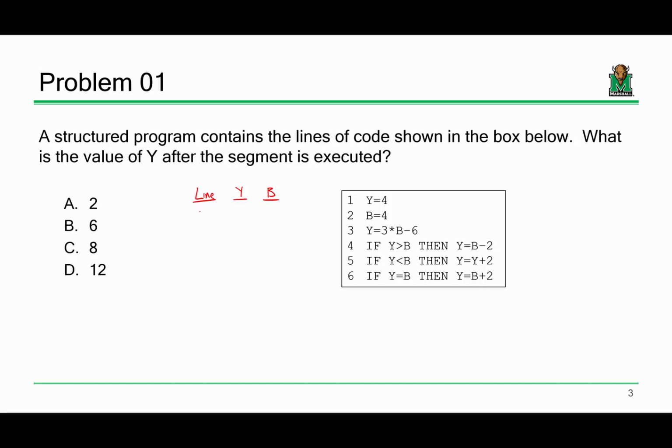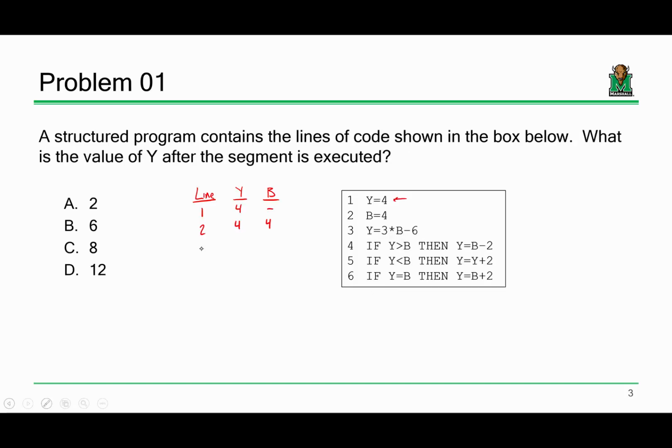Let's see what happens. Let's start with line 1. Let's say this line is executed. Well, if this line is executed, what do I know? I know that y is 4, and b hasn't been defined yet. I'll just leave it as a blank. Okay, so what about line 2? Well, what did line 2 do to y? It didn't do anything to y. y is still 4. What about b? Well, now we have a definition for b.